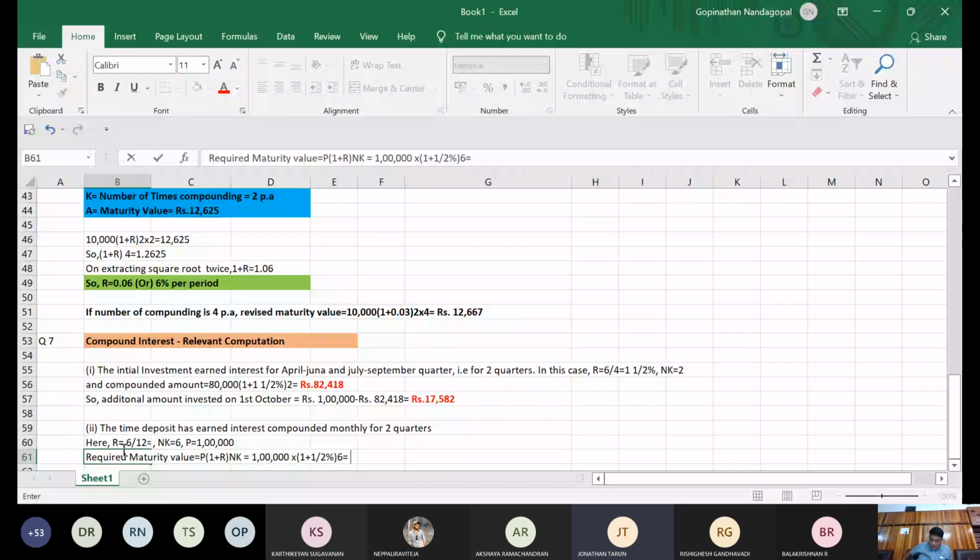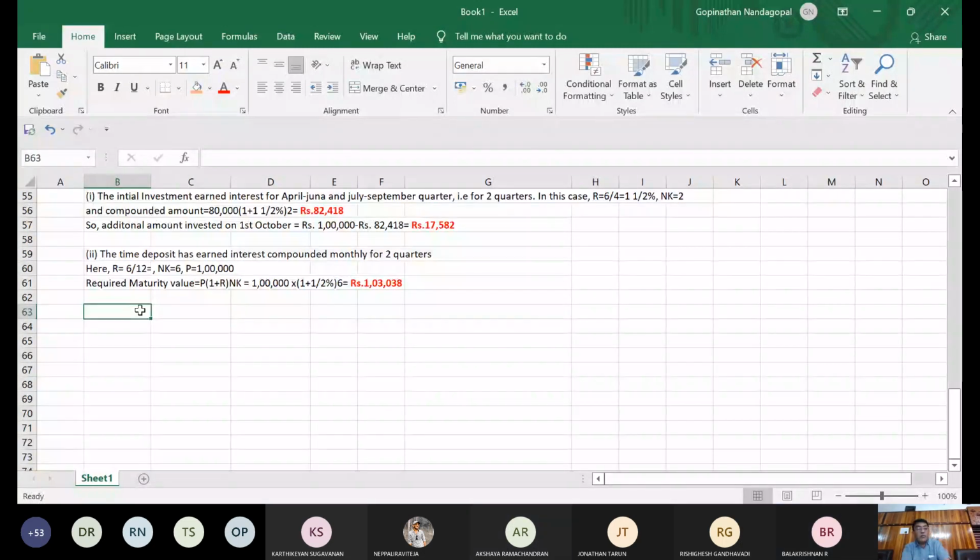Sir, 1,03,037.75. Because everything is given in the problem, straight away you have to take and apply. That's all. So roughly, my calculation says 1 lakh 3,038. Am I right? Yes, sir. Now, are you clear with the second one? Yes, sir. Yeah. We'll move on to the third one.